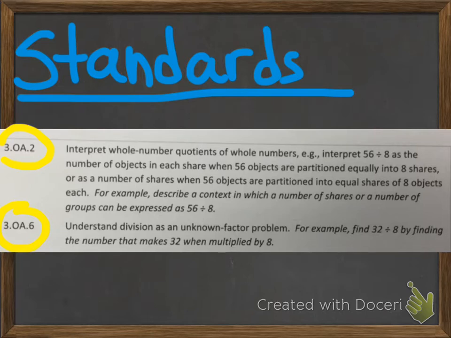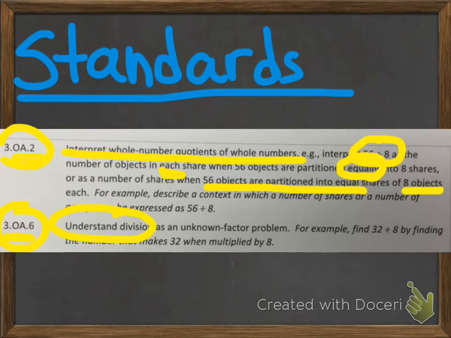For Operations in Algebraic Thinking number 2, we're going to interpret whole number quotients of whole numbers, for example, 56 divided by 8, as the number of objects in each share when 56 objects are partitioned equally, and that's a key word, into 8 shares, or as the number of shares when 56 objects are partitioned into equal shares of 8 objects. And for Operations in Algebraic Thinking 6, we're going to understand division as an unknown factor problem. Let's take a look.